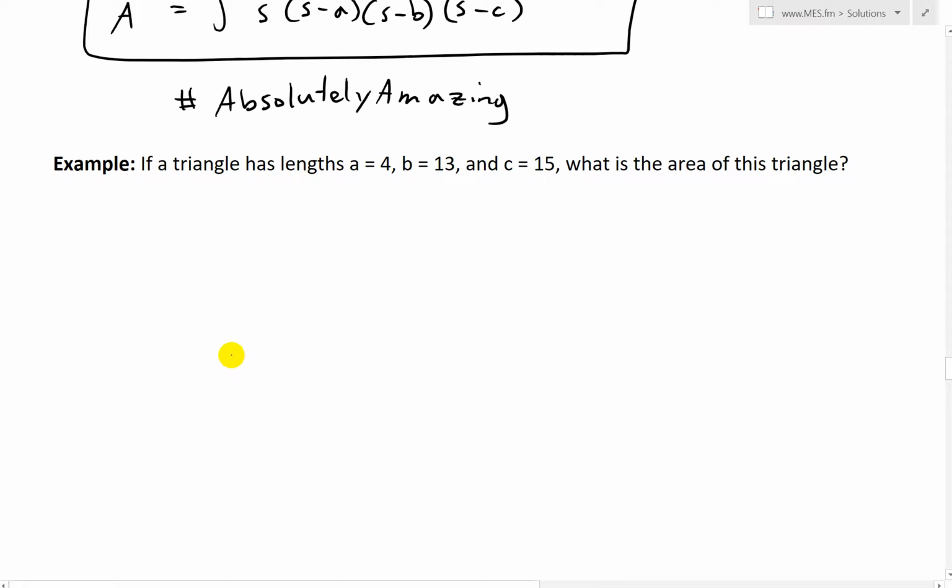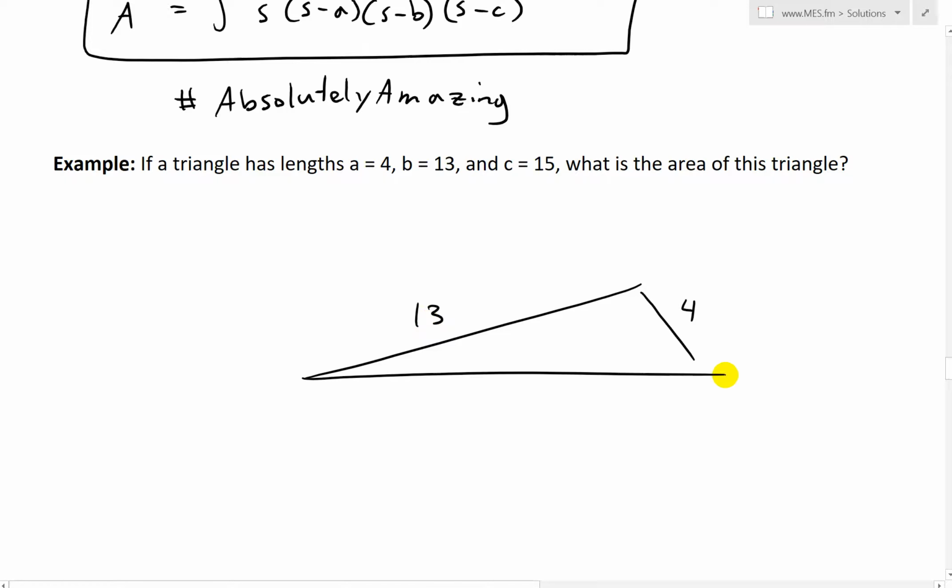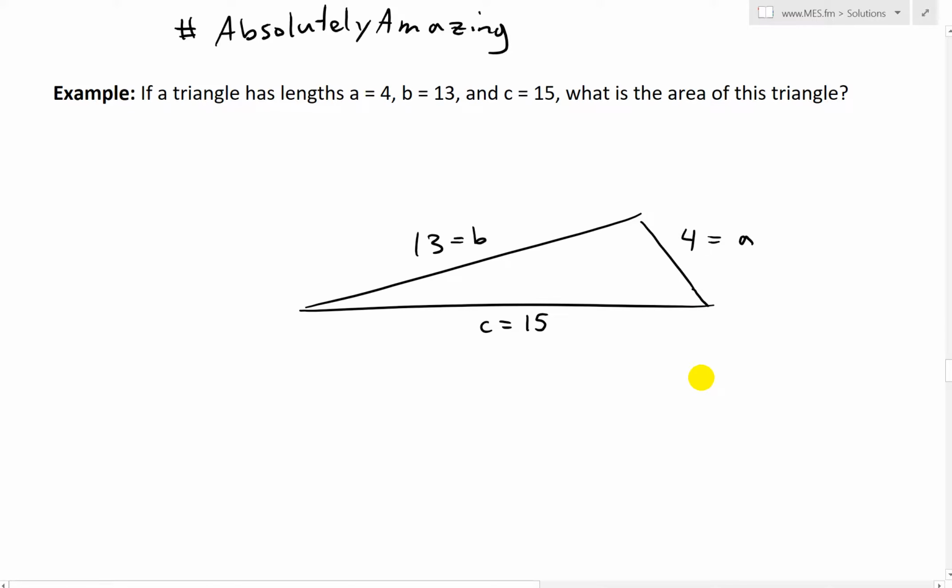If a is the short length, I'm just going to draw a like this. This is going to be 4. b is the medium length, I'm just going to draw this over here, 13. And now we have c equals 15. It's the longer one, but that is the base, like that. But it doesn't matter which one you choose, because it's always going to be the same.